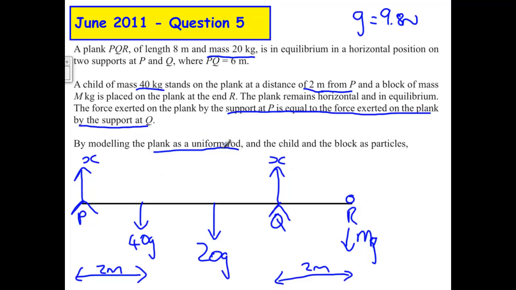Now we've modelled the plank as a uniform rod, and modelling the child and the block as particles, all that means is I'm assuming that the child and the block, that their masses act at one fixed point on the plank. So this is the diagram that I've drawn.